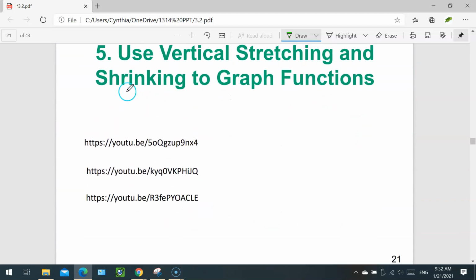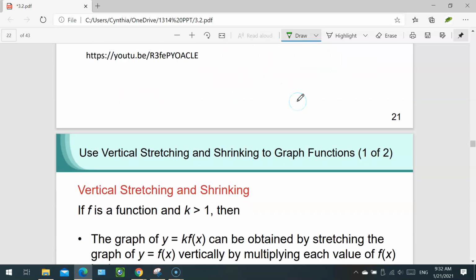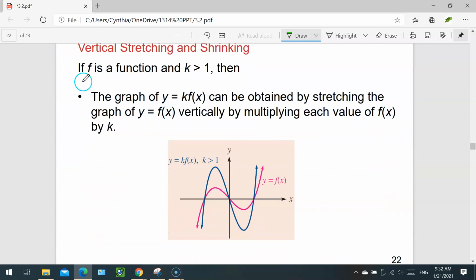Vertical stretching and shrinking to the graph function. If f is a function and k is bigger than 1, a positive number, then the graph of y equals k times f of x, where k is multiplied to the outside of the function. And keep in mind k is a positive number and it's bigger than 1.